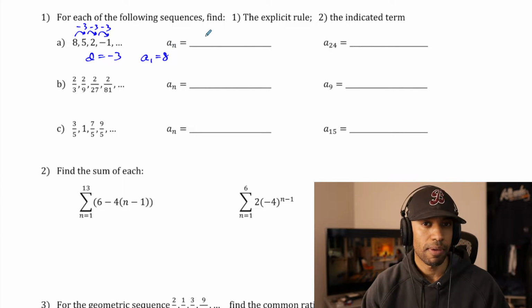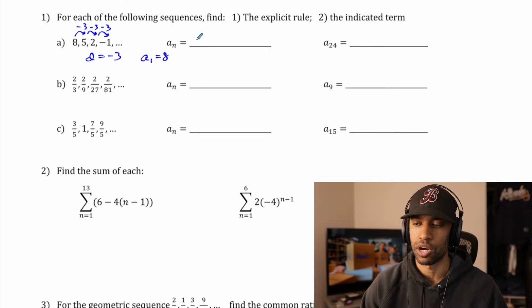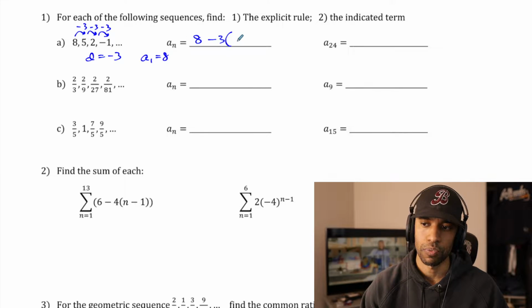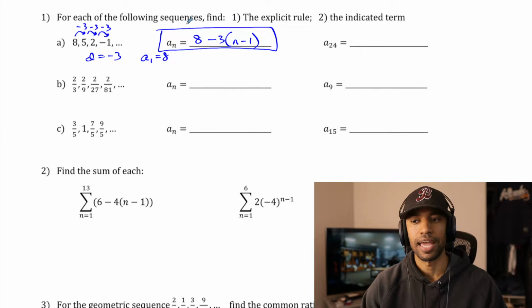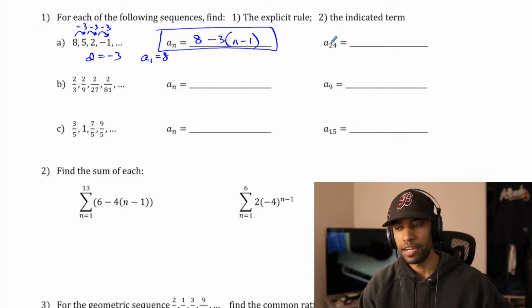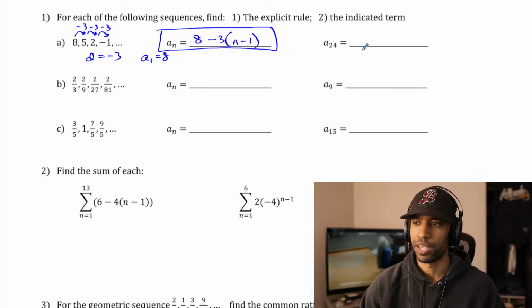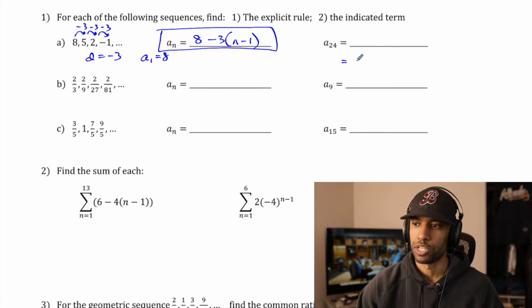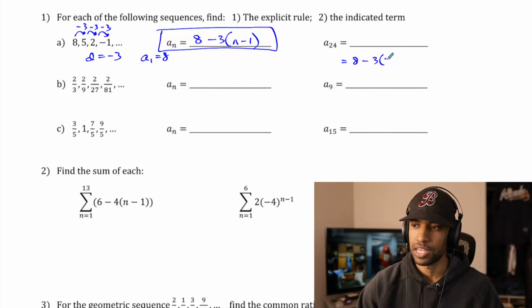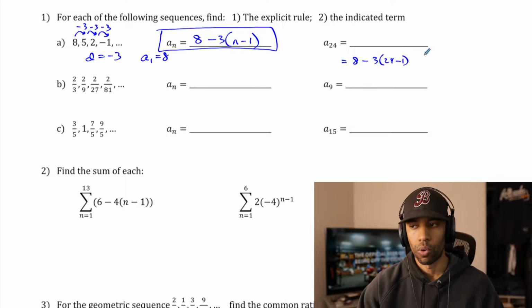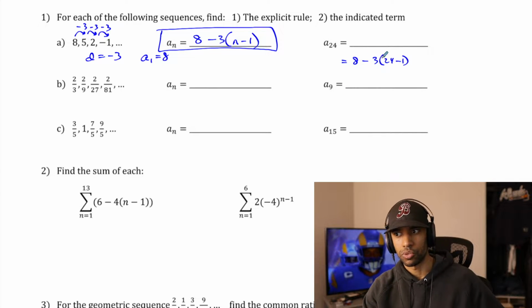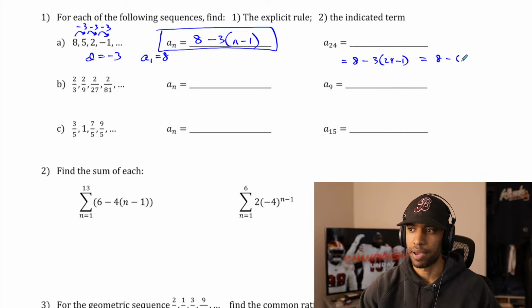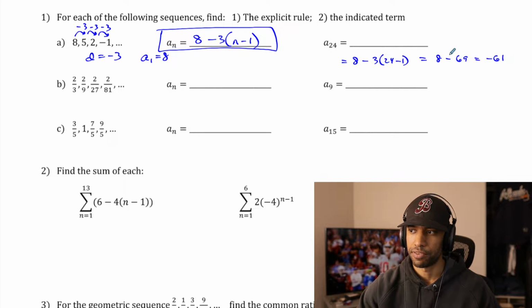The value of any term n explicitly can be found by starting from the first term 8, subtracting 3, n minus 1 times. And that is the answer, given that it is arithmetic. To find a sub 24, we substitute 24 in for n in this equation. It's going to be 8 minus 3 times 24 minus 1, or 23. 3 times 23 is 69, so it's 8 minus 69, which is -61.